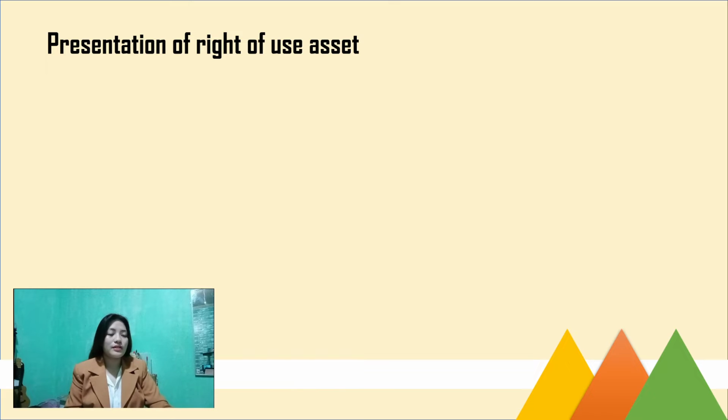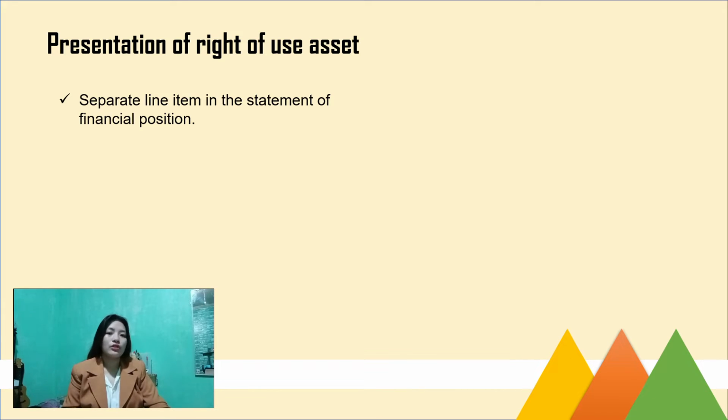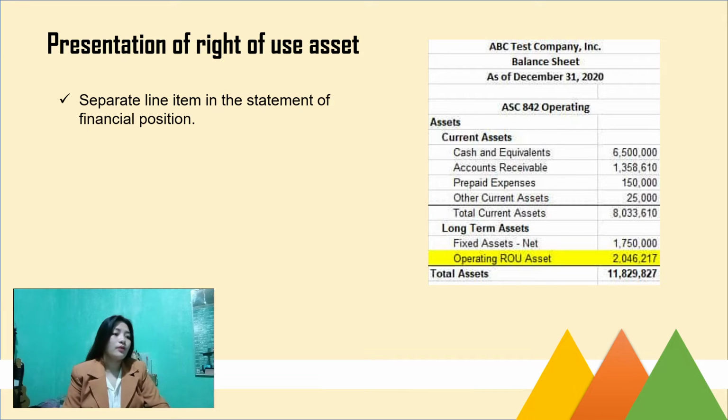Now let's go to the presentation of right of use asset. So according to the standard, the lessee shall present the right of use asset as a separate line item in the statement of financial position. So we have here an example. So from the balance sheet of ABC Testa Company Incorporation, makikita niyo yung naka-highlight, itong naka-yellow, operating ROU asset. So as you can see from here, under siya ng long-term assets or what we also call the non-current assets. So kung makikita nyo, as a separate line item siya present.